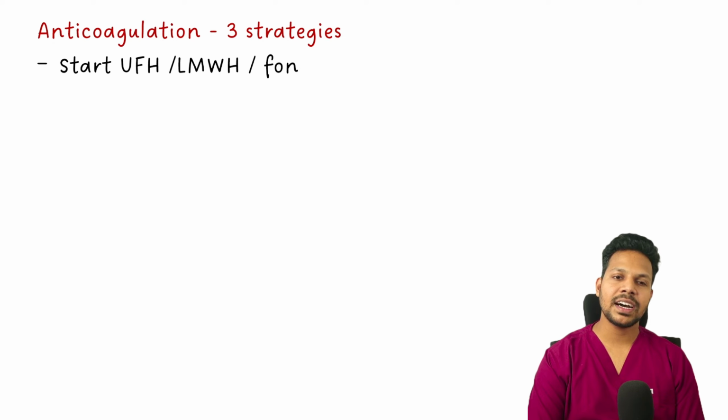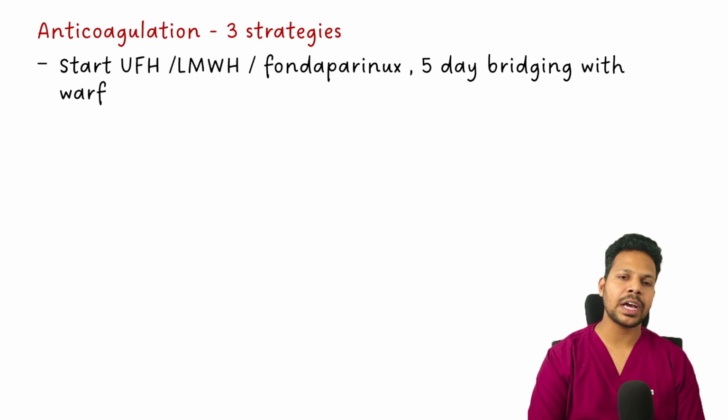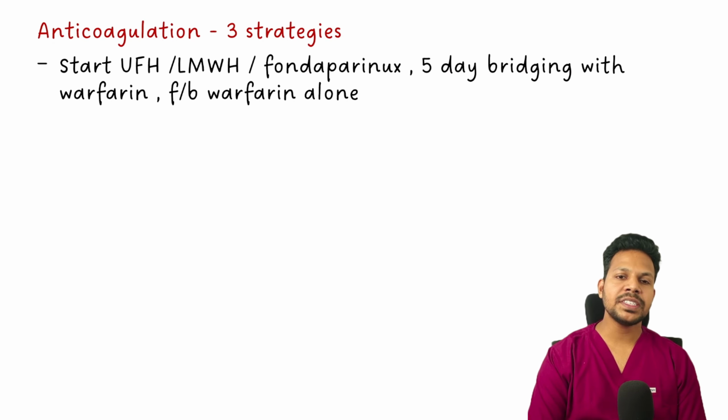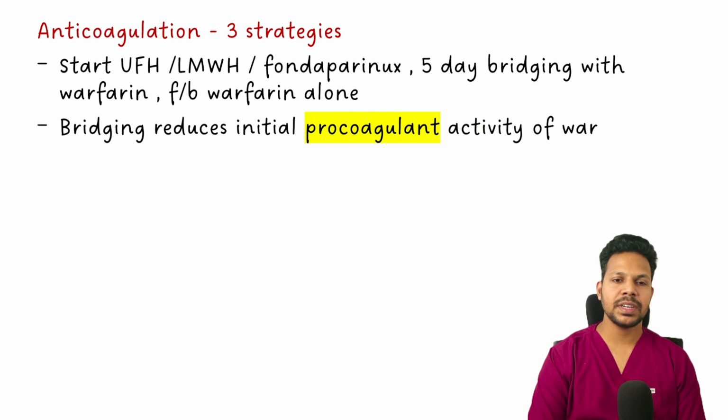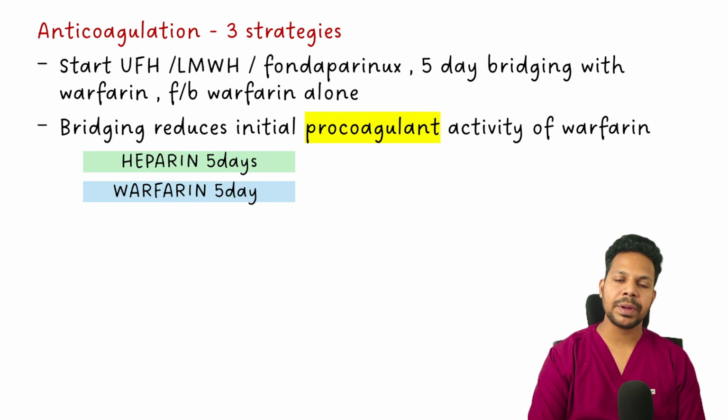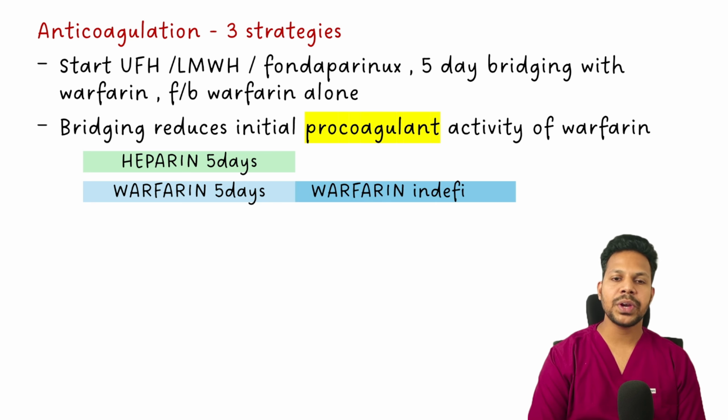So start with unfractionated heparin or low molecular weight heparin or fondaparinux, which is associated with a 5-day bridging with warfarin followed by warfarin alone. This bridging reduces the initial procoagulant activity of warfarin. As you can see, for the first 5 days, on day 1, start with heparin as well as warfarin. Continue both of them for 5 days. This is called the 5-day bridging. Followed by, you can use warfarin alone indefinitely.